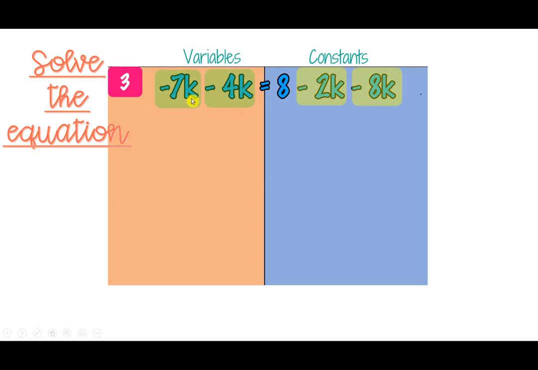So I'm going to combine the orange side. Negative 7 plus negative 4 gives me negative 11k. And on the blue side, negative 2k minus 8k gives me 8 minus 10k. So I've combined my like terms. Now remember, I want my variables on one side of the equation and my constants on the other side.